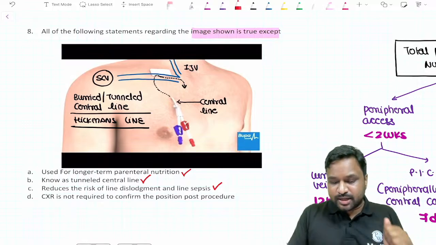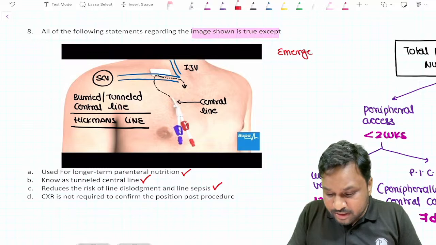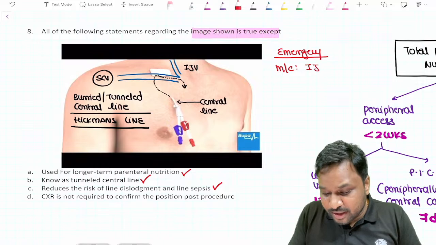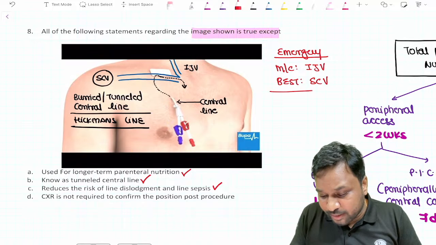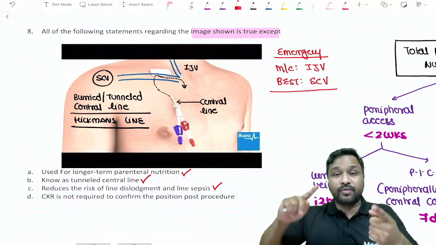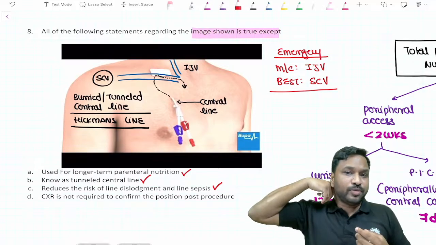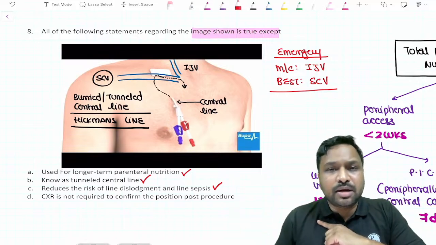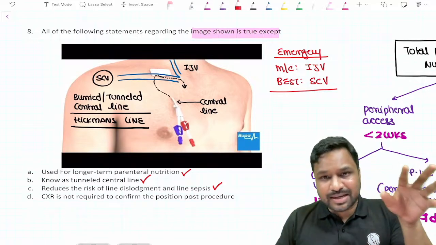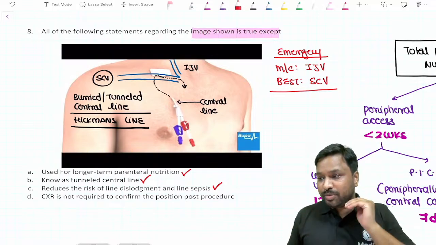When you talk about central lines, remember, in emergency, if they ask you which is the most commonly put central line, it is your internal jugular vein. But if the question is what is the best central line, then it is your subclavian vein. Please do not goof up with this. Most common, best. Most common, which is going to be easily available, accessible, and I can get it right away, that is the jugular. Subclavian requires a little bit of skill, so you require time. I don't have resources and time in emergency, so I'll not put subclavian. Otherwise, subclavian is considered to be best.